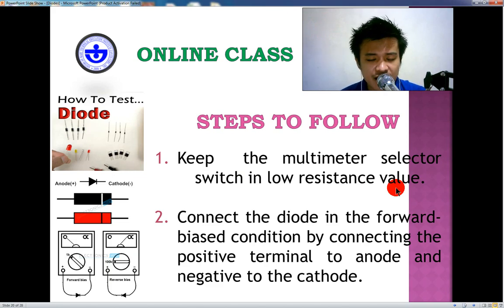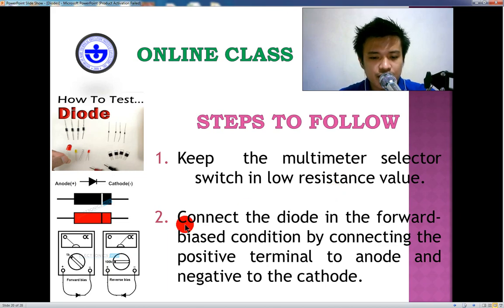I suggest that if you want to test a diode, you set your multimeter, and for me this is the most accurate, to times 10 as the range selector. I mean the range setting for the ohmmeter of our analog multimeter. So that's it. The first thing is to set it to low resistance, that is times 10.